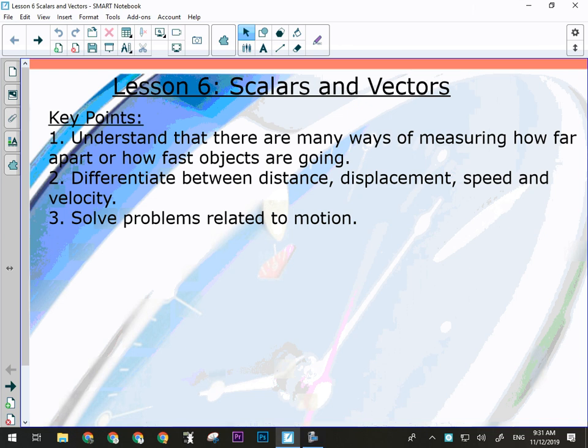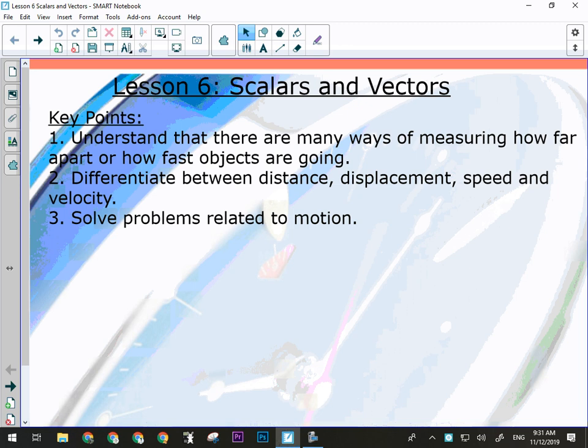Okay, so one of the big things, guys, in physics is measurement. We need to recognize that some things are measured differently than others. As a result, we have two kinds of quantities in physics: vector quantities and scalar quantities. A scalar quantity is described differently than a vector quantity is.